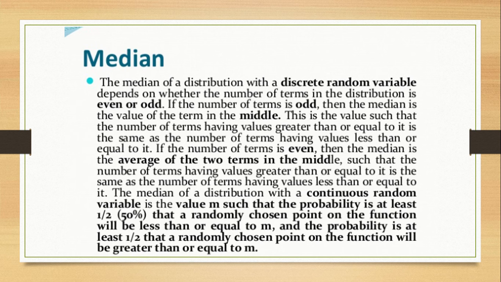So the median of a distribution with a continuous random variable is the value m such that the probability is at least 1/2 or 50% that a randomly chosen point on the function will be less than or equal to m. And the probability is at least one half that a randomly chosen point on the function will be greater than or equal to m. Okay, so that's the concept about median.